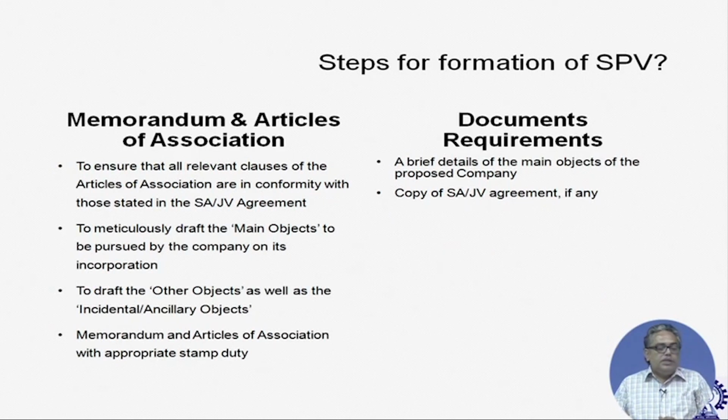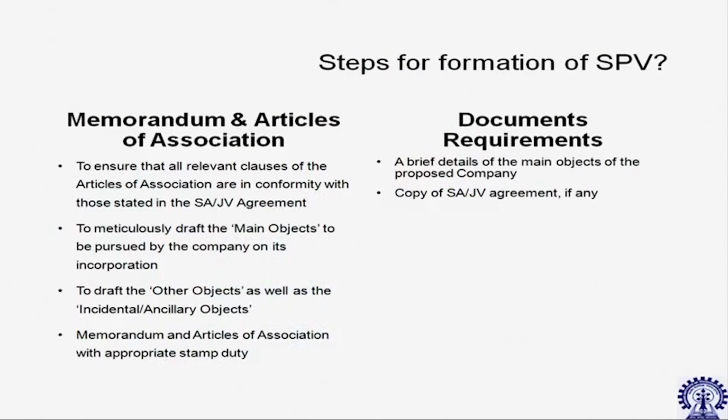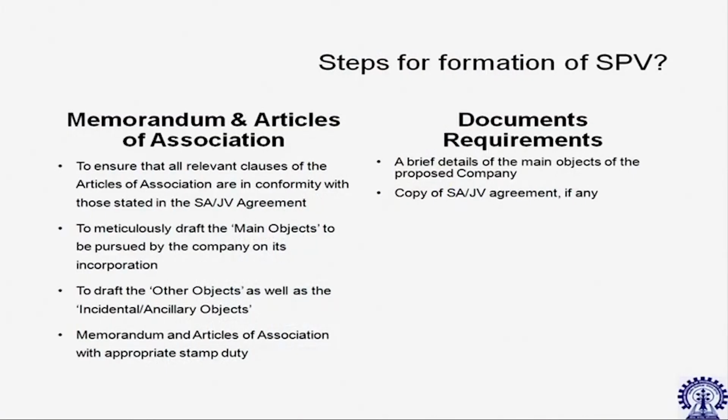Now, the next step is formation of the memorandum of association, and in the memorandum of association, please ensure that all the relevant clauses in the joint venture or SA agreement are incorporated. So, whatever the objective clause, or the main objective clause, in the SPV's document, you need to draw it from the joint venture, whatever you have decided in the joint venture agreement or strategic alliance agreement.